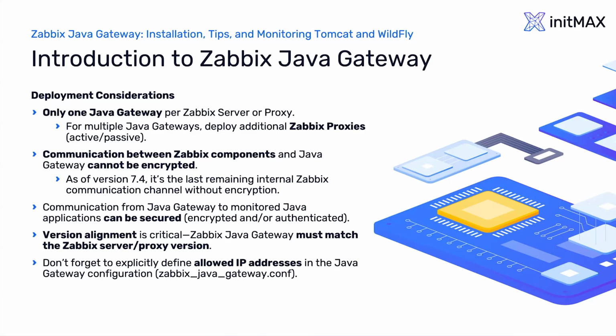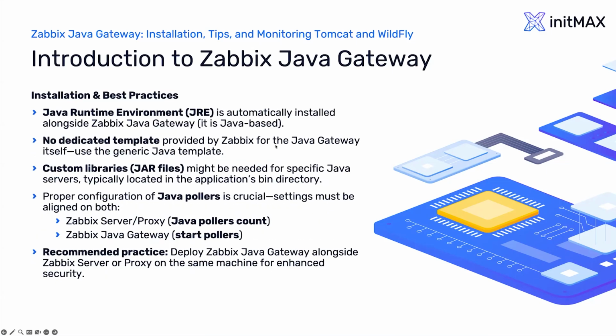Also, don't forget to explicitly define allowed IP addresses in the Zabbix Java Gateway configuration. That's for security, making sure that only your designated Zabbix server or proxy is able to communicate with your Java Gateway, just like with agents, where we have the Server and ServerActive parameters. Installation and best practices.